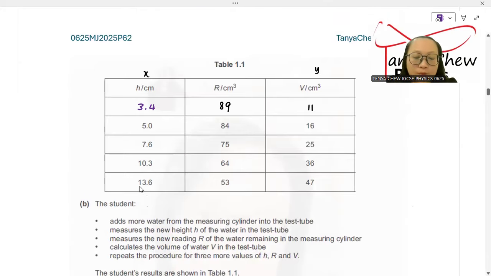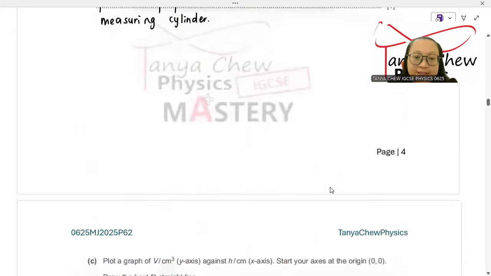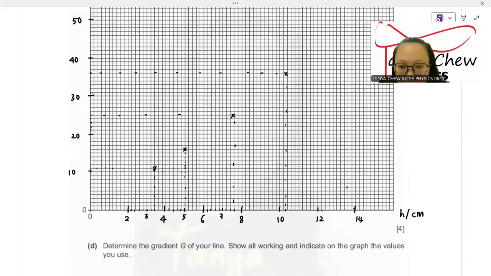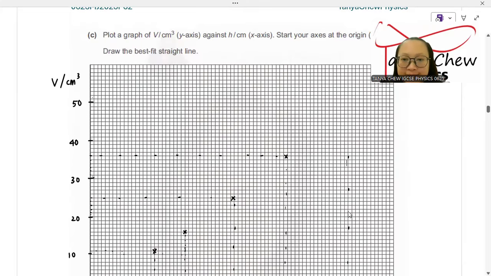And then the last one, when H reading is 13.6, V reading is 47. This is 13. This is 13.6. And I need to get a value of 47. I start from 50, 49, 48, and 47 is here. Let me plot it first. Okay, this is the one.